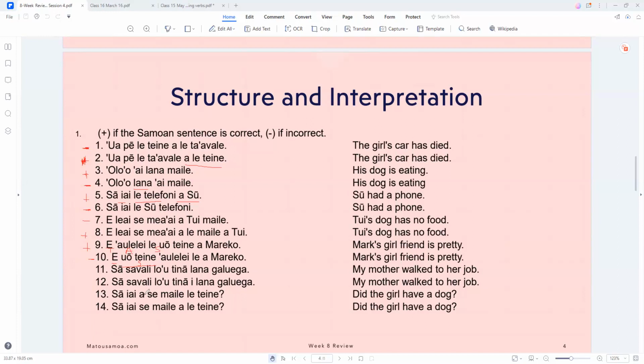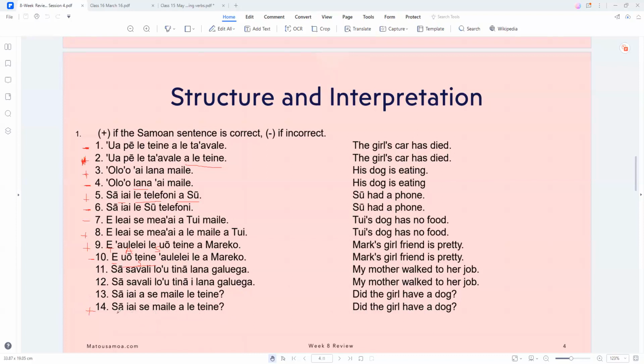Let's do the last one since we got a minute. Sa iai se maile le teine or sa iai se maile a le teine. Did the girl have a dog? Oh, that's a question. Number 14. Yes, 14. That's the correct one. Sa iai, and then had a dog of the girl. Did the girl have a dog?